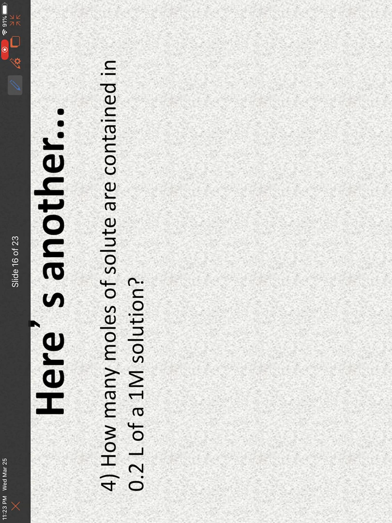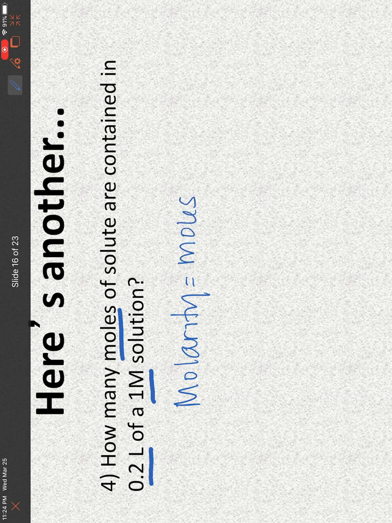So, let's try one together. How many moles of solute are contained in 0.2 liters of a 1 molar solution? So, we have concentration here. They're asking about moles, and we have liters. So I'm going to go to table T, find the box for concentration. And what formula has all three of these variables in it? You guessed it, molarity.